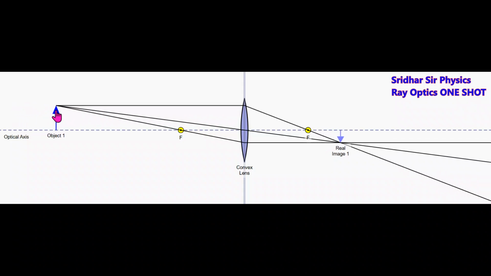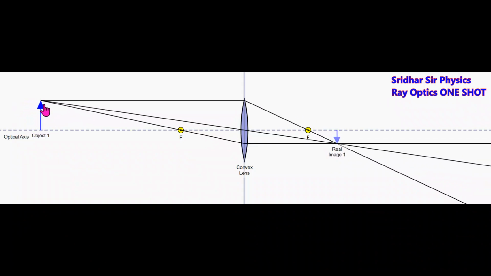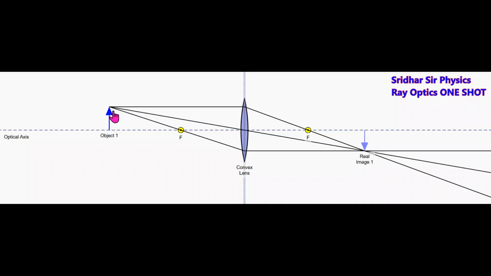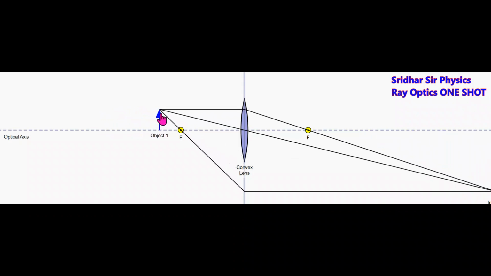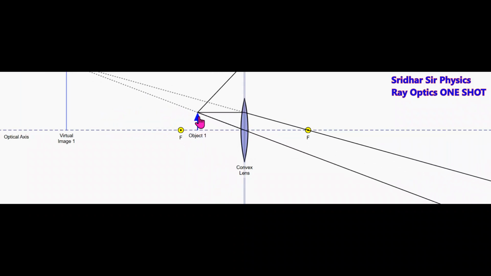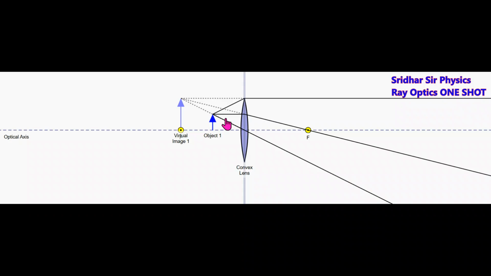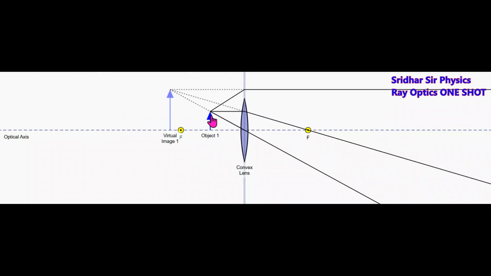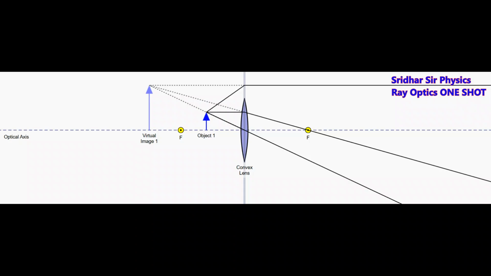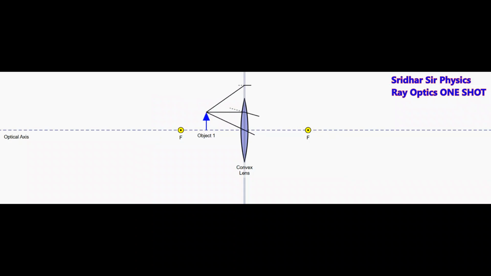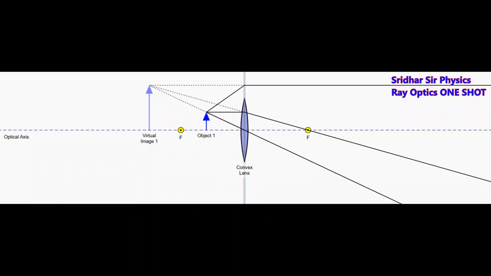You can see this. The image is diminished. Then it will become magnified. Then again this will become virtual. So this is one basic idea for the rays. This will be image formation.